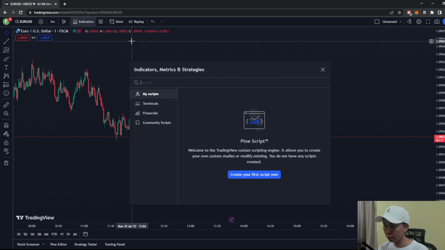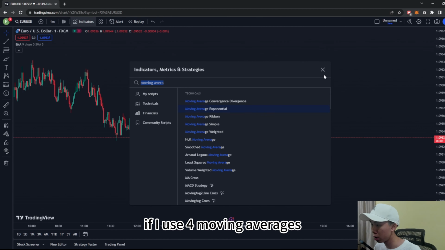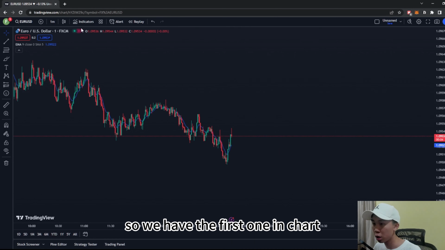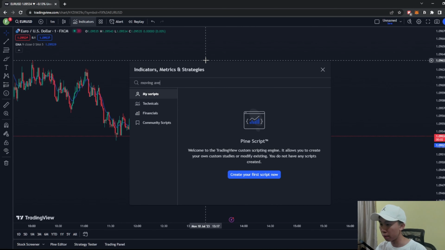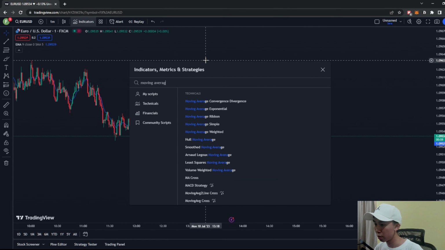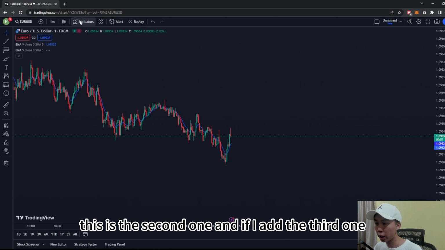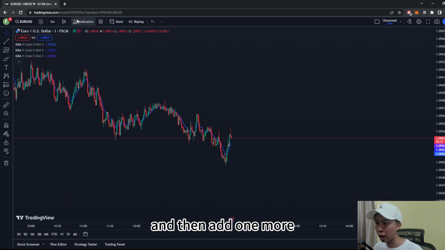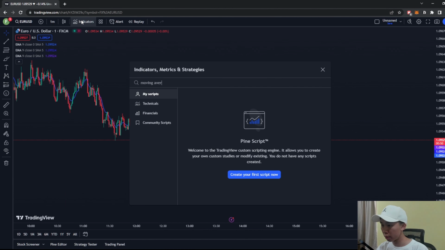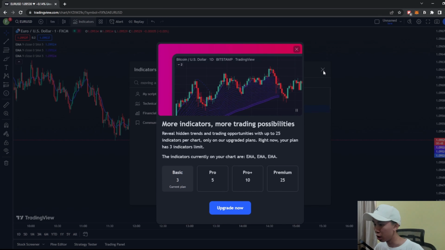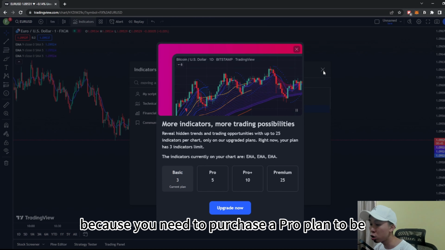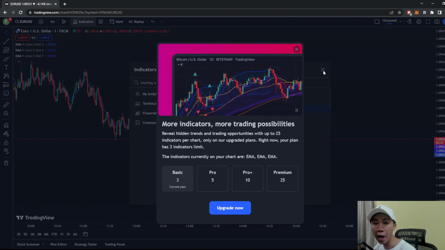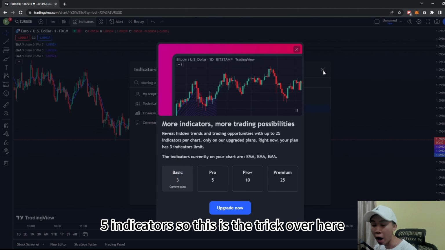Let's look. If I show you right now, if I use 4 moving averages, so we have the first one in chart and I add the second one. This is the second one, and if I add the third one and I add one more, this will come up because you need to purchase a pro plan to be able to insert 5 indicators. So this is the trick over here.